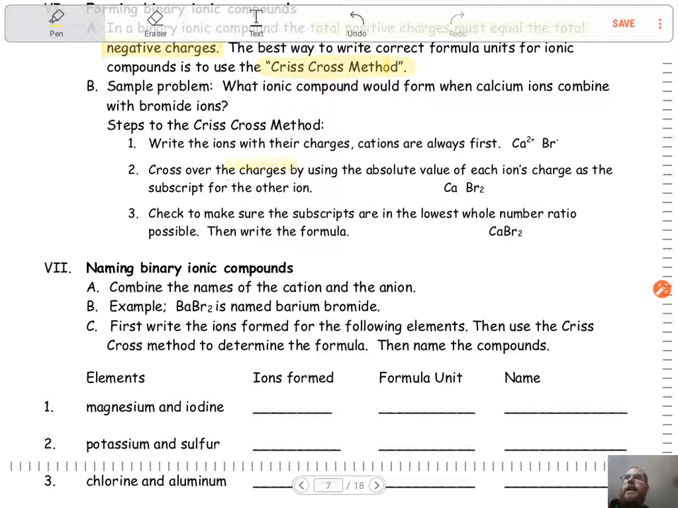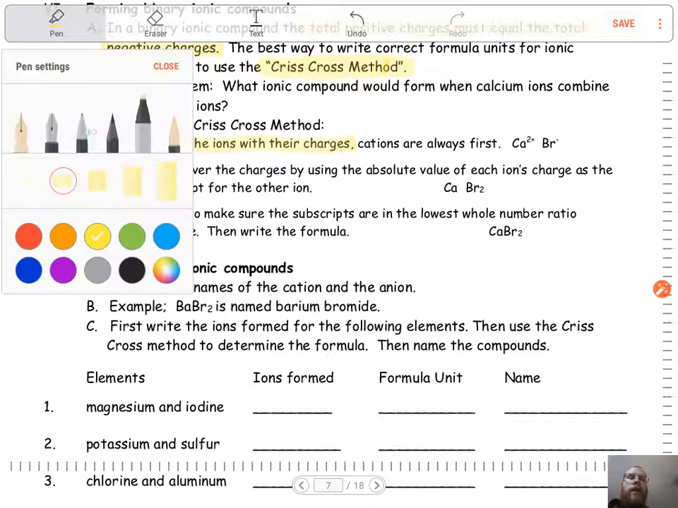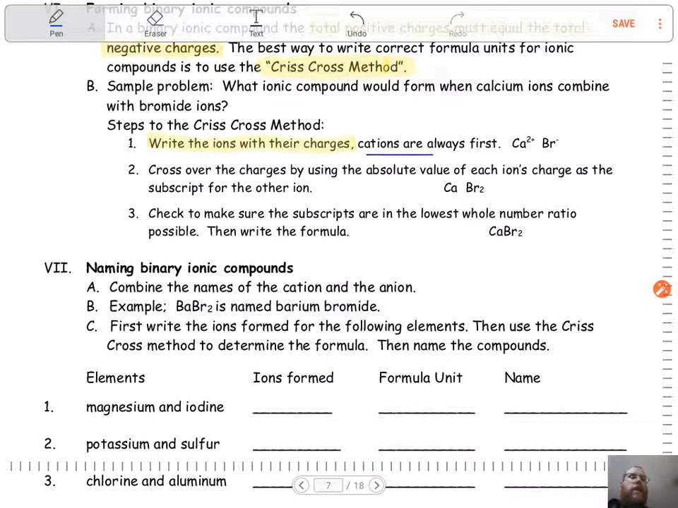We're going to write the ions with their charges. Again, charges are going to be key here. Cations are always first. Here's the question of the day: why do you think cations are always first? The simple reason is that they have the lower electronegativity. If you also look on your periodic table, I'm going to go back a couple of pages really quick.